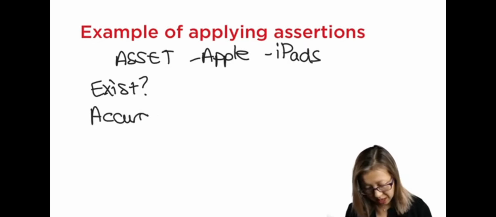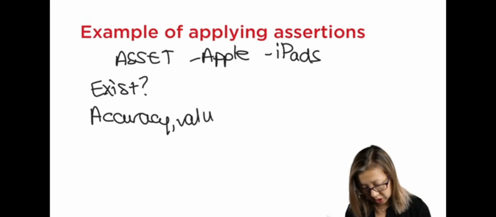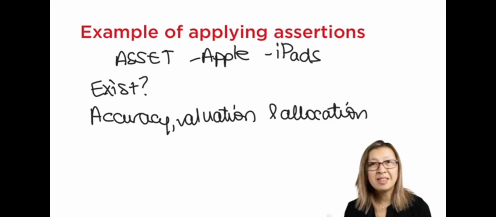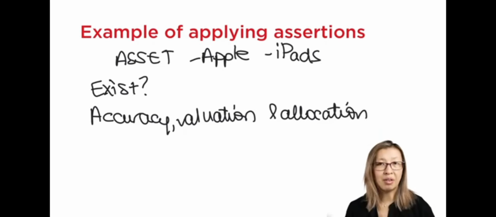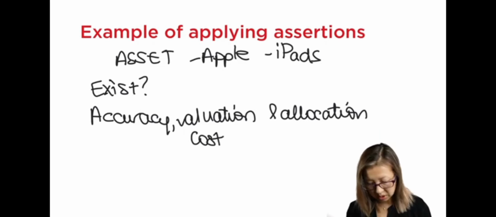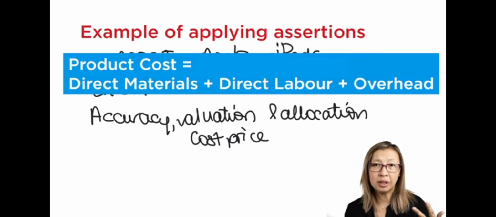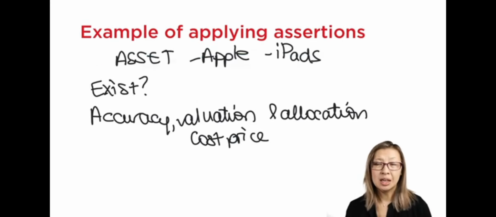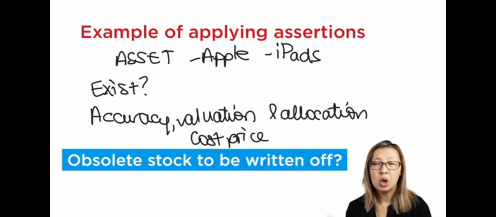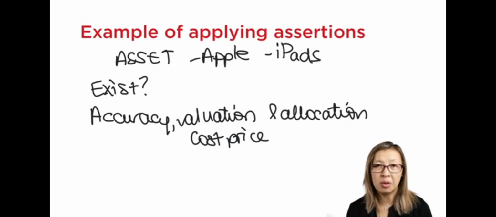The second one is going to be accuracy, valuation, and allocation. And that really is, for my iPad, well, I've recorded it at my cost price. How is that cost calculated? Have I looked into all of the different components, the direct material, the direct labor, the overhead? Is the overhead allocated correctly to come up with an accurate value for one particular item and then all of the iPads in total? Are there any stock that's a previous model that's obsolete that might need to be written off or decreased in its value recorded on the balance sheet?